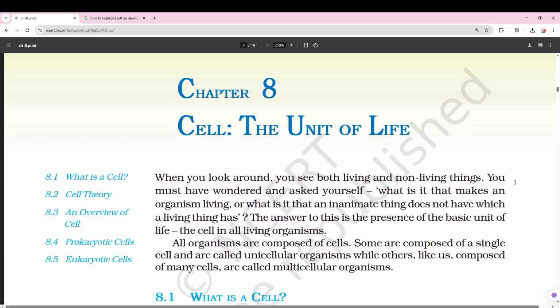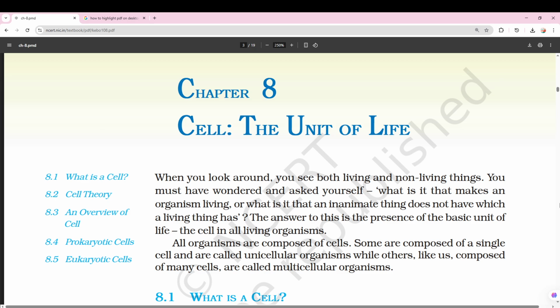Cell, the unit of life. When you look around you see both living and non-living things. You must have wondered and asked yourself, what is it that makes an organism living? Or what is it that an inanimate thing does not have which a living thing has? The answer to this question is the presence of the basic unit of life, the cell, in all living organisms.